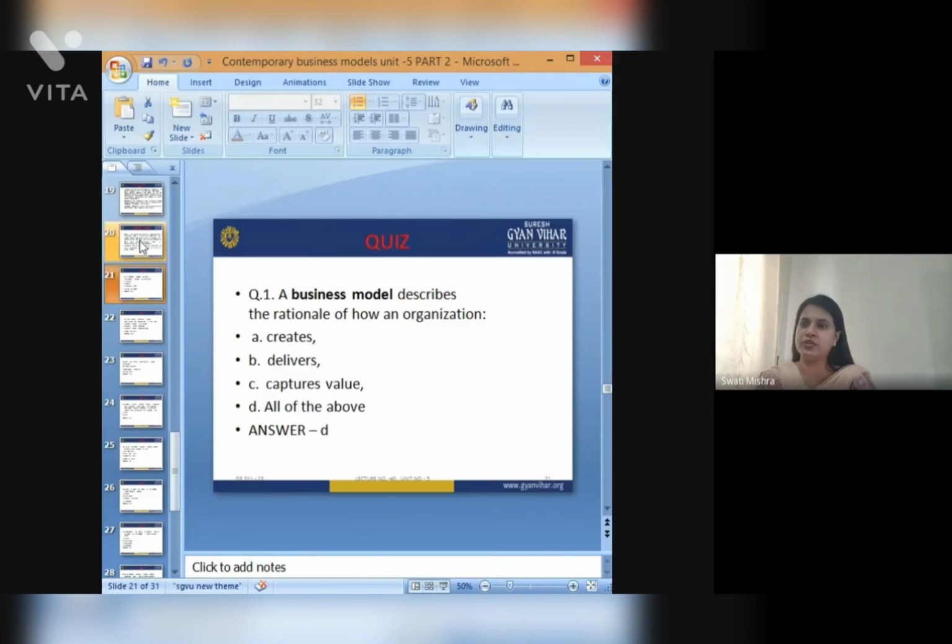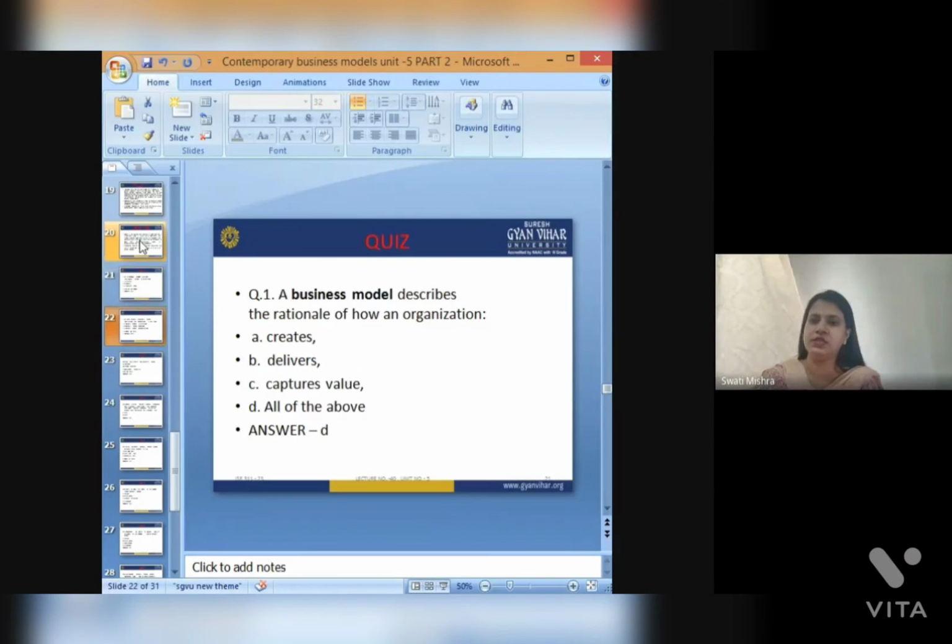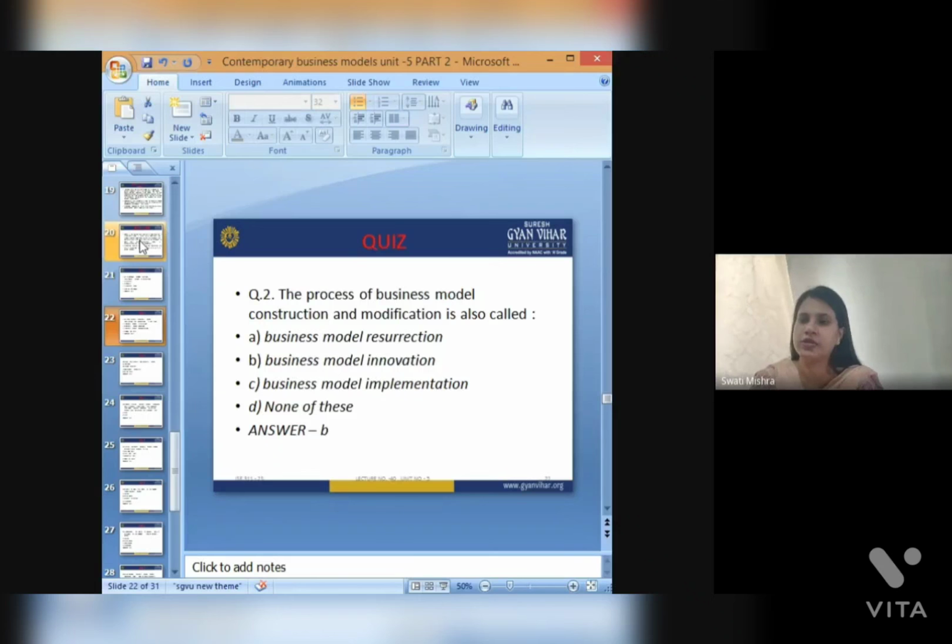Here's my first question. A business model describes the rationale of how an organization A. creates, B. delivers, C. captures the values, D. all of the above. And the answer is D, all of the above. Here's the next question. The process of business model construction and modification is also called A. Business model resurrection, B. Business model innovation, C. Business model implementation, D. None of these. And the answer is B. Business model innovation.